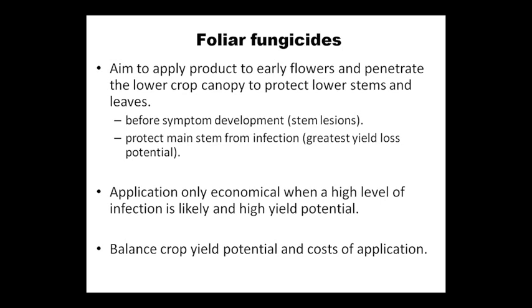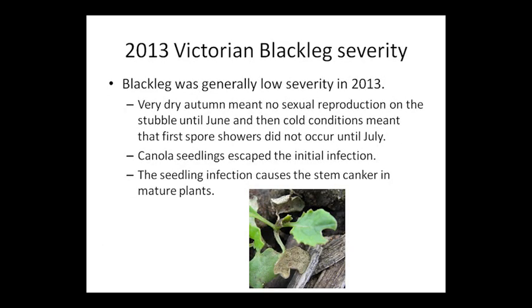And obviously, you've got to do the economics on it. What's the potential yield of the crop? Have I seen the disease in the past? How much yield loss has occurred in the past, etc. So that's basically the summary on what we'd call the other diseases of canola. And now we're getting into the blackleg.